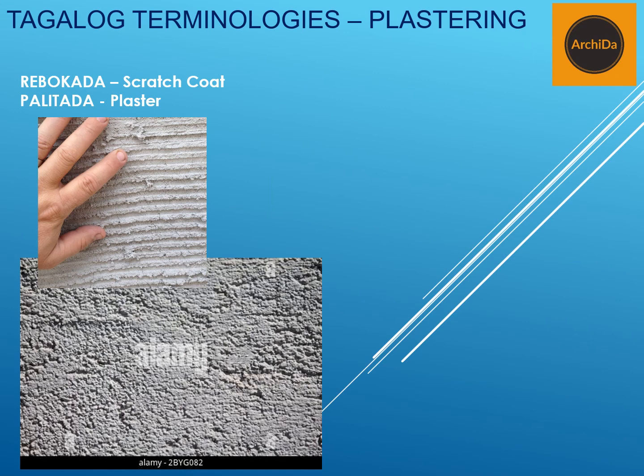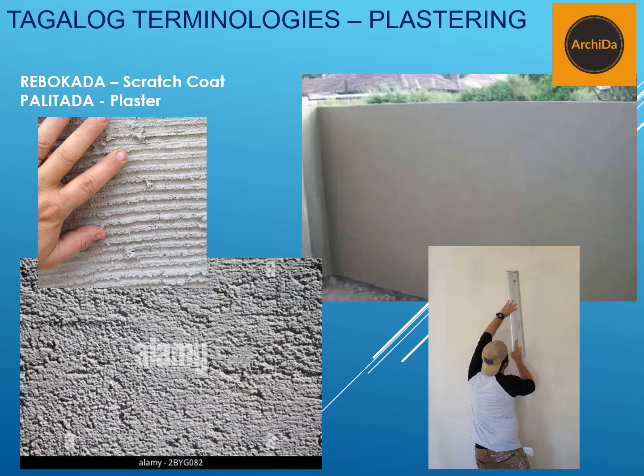Rebocada is a scratch coat. It is a very rough concrete finish. This is used as the initial coat before you start putting in your tiles, while palitada is a smooth finish, which is a plaster. It is used as a final wall finish.